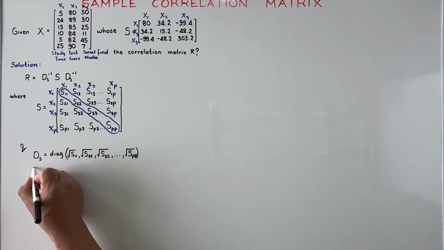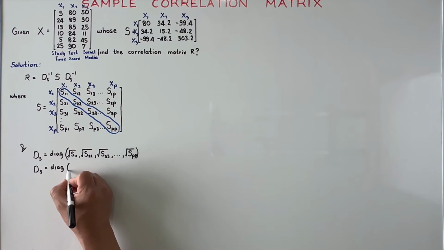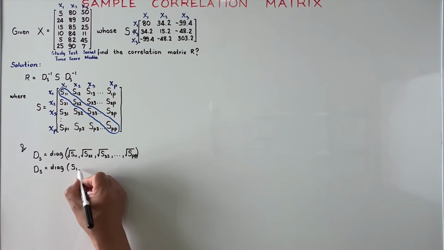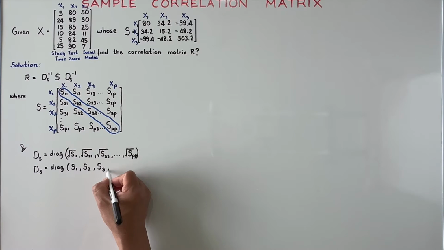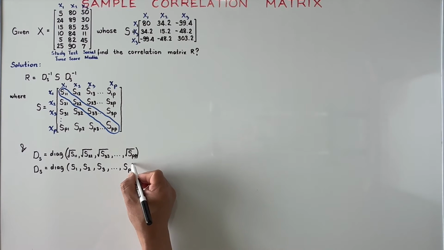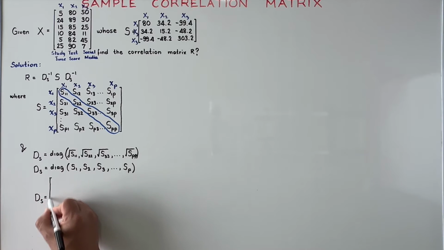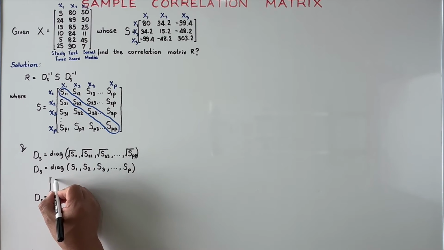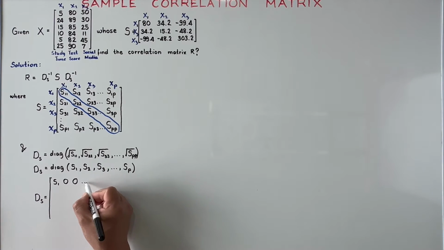So if you take the square roots, that is the square matrix whose main diagonal are the standard deviation of the first variable, the standard deviation of the second variable, the standard deviation of the third variable, and so forth, which is the last one, wherein this is the standard deviation of the pth variable. So writing our matrix DS, this is the square matrix, wherein the main diagonals are the standard deviations, and off the diagonal are all zeros here.